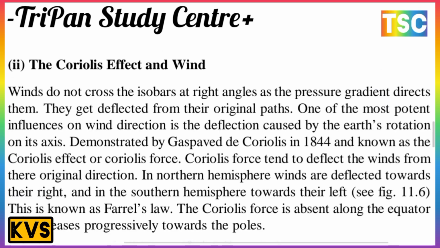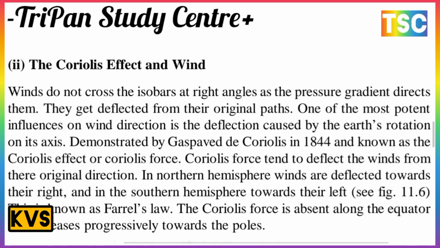Next here is the Coriolis effect on the winds. This is important: the Coriolis effect and wind. Winds do not cross the isobar at a right angle as the pressure gradient directs them. They get deflected from their original paths. One of the most potent influences on the wind's direction is this deflection, caused by the earth's rotation on its axis.